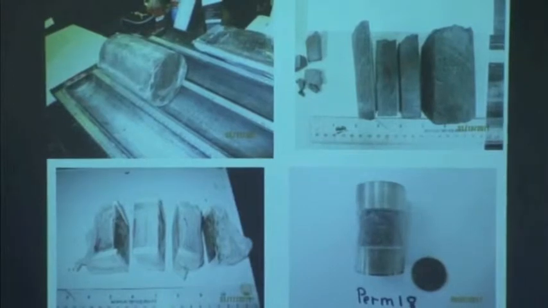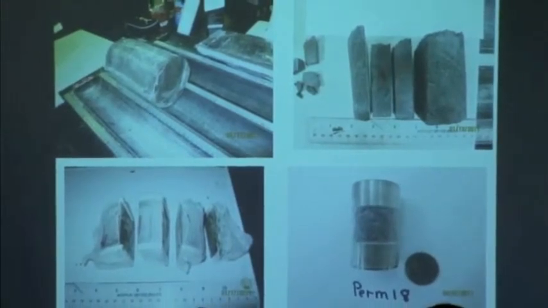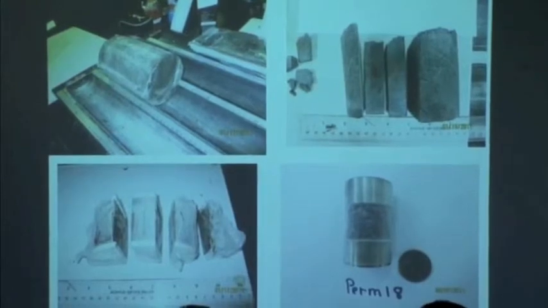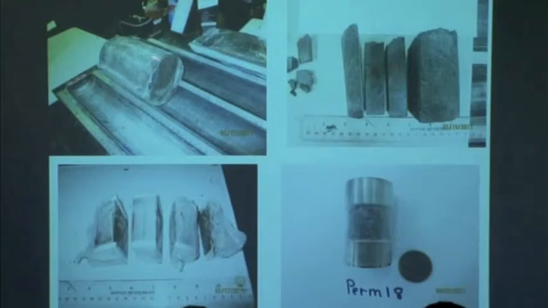And this is what the core looks like. It was studied on site. Some basic measurements were made, and then it was transported to the IODP repository at College Station, Texas. So this is a section of the core. It's wrapped in plastic to keep water in the core so it wouldn't dry out, and put in cold storage to preserve it as well as possible.